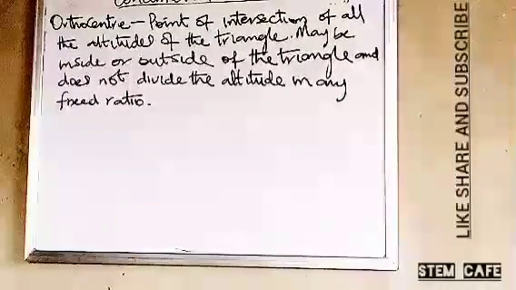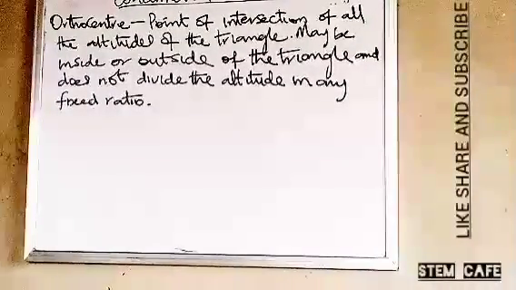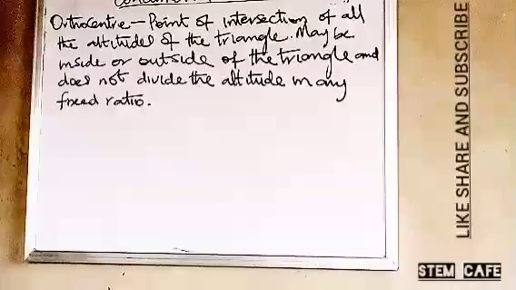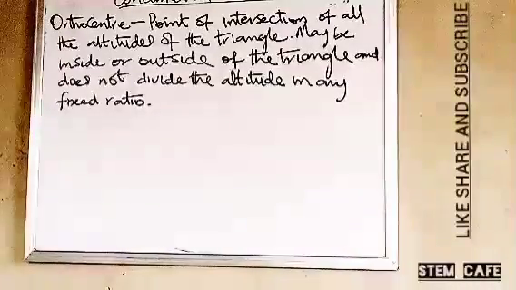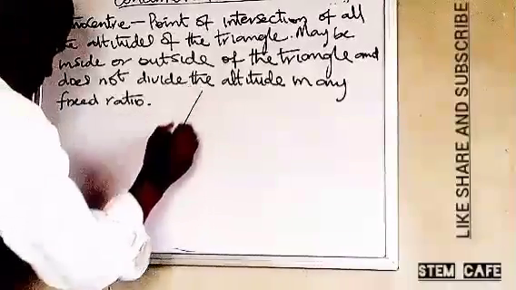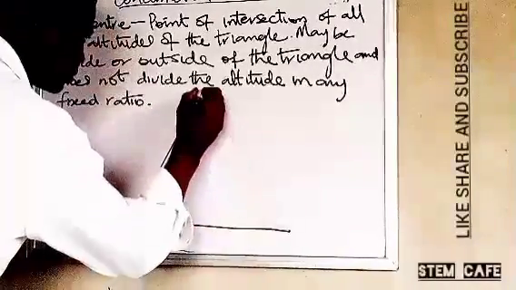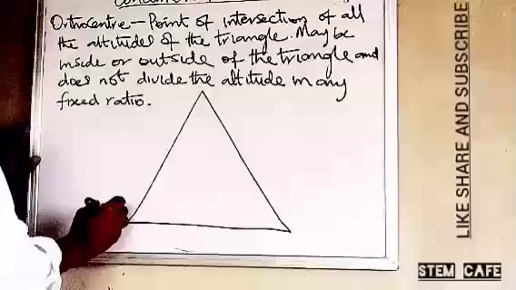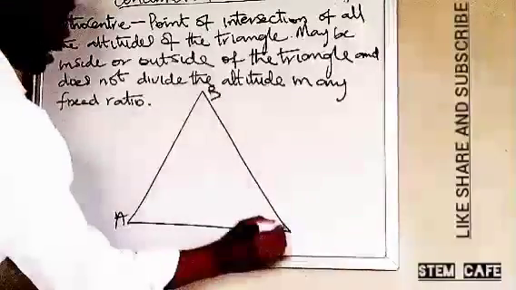Now let's talk about the orthocenter. It is the point of intersection of all the altitudes of the triangle. It may be inside or outside of the triangle and does not divide the altitude in any fixed ratio. Now let's look at what we mean. We have a triangle A, B, and C.